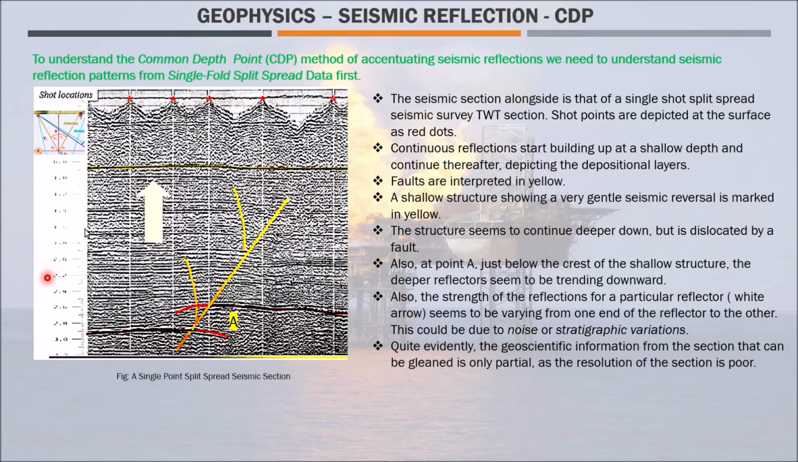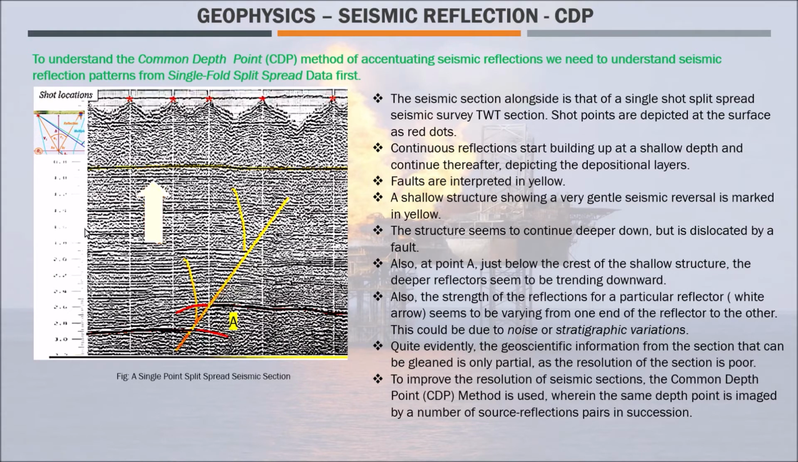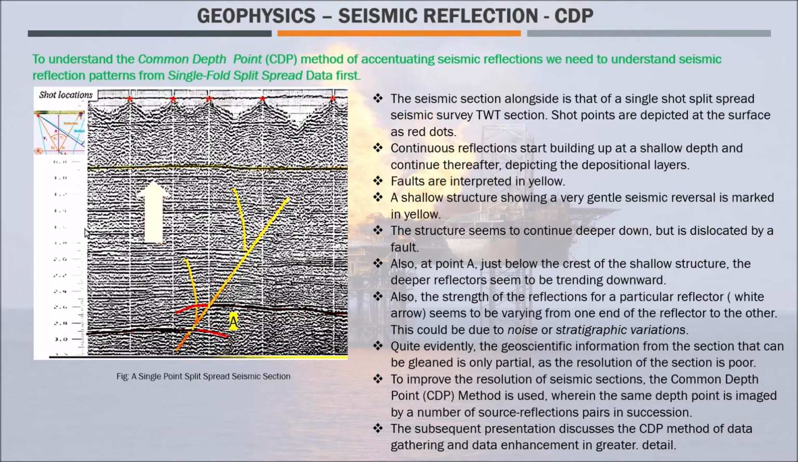Quite evidently, the geoscientific information that can be gleaned from the section is only partial, as the resolution of the section is poor. To improve the resolution of the seismic sections, we use the common depth point method, wherein the same depth point is imaged by a number of source reflection pairs in succession. The subsequent presentation discusses the CDP method of data gathering and data enhancement in greater detail.